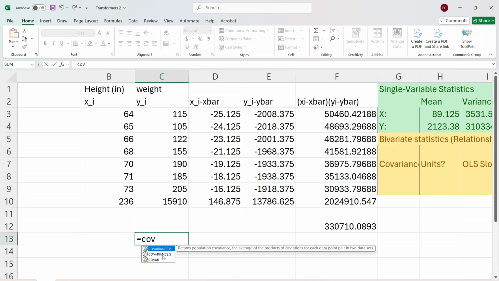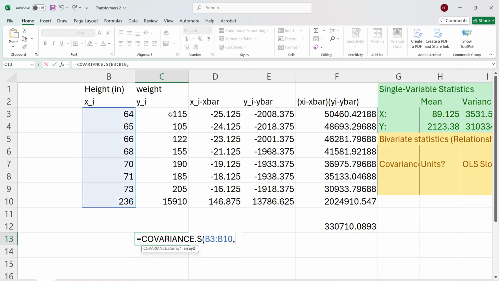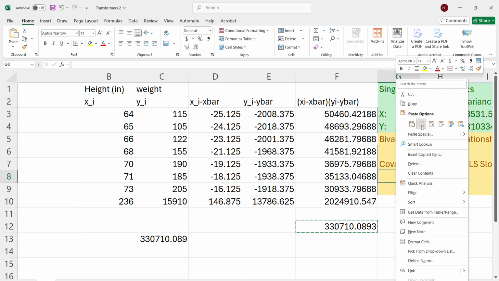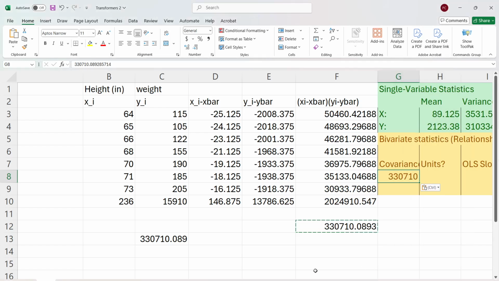I'm going to go ahead and grab covariance.s and say the covariance of, let's see, oh, it asks for 2 arrays. First variable, then the second variable. Gotcha. Well, I'll grab the first variable here, and then I'll grab the second variable there, and then I'll close the parentheses, and I will hope and pray that I get a number like 330.710893. And I'm very happy because the covariance in Excel did, in fact, calculate the exact same number. I'll grab that number, bring it up here, and say the covariance is that number right there. All right.